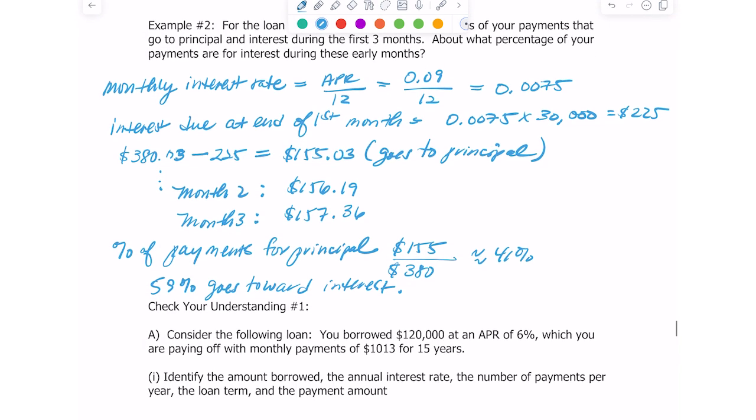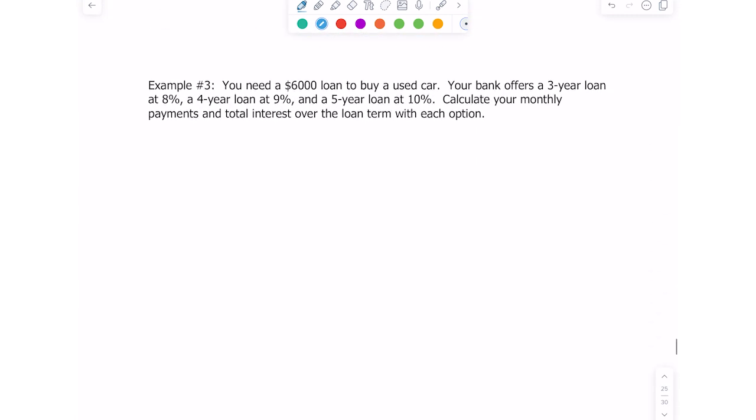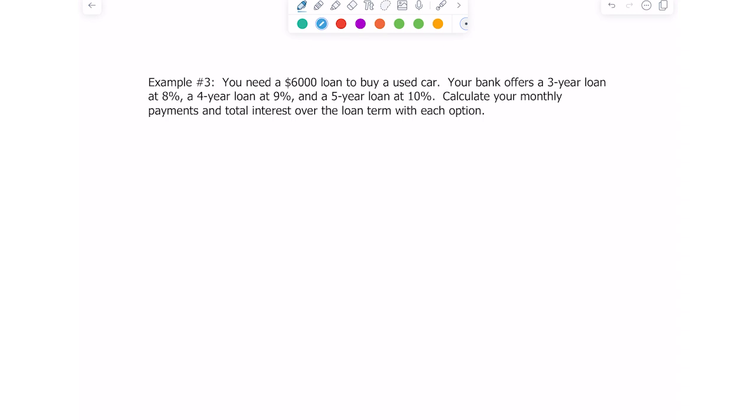Okay, I'm going to let you all try the check your understandings on your own. We're going to go to example number 3. So here you need a $6,000 loan to buy a used car. Your bank offers a 3-year loan at 8%, a 4-year loan at 9%, and a 5-year loan at 10%. We want to calculate the monthly payments and total interest over the loan term with each of those options.